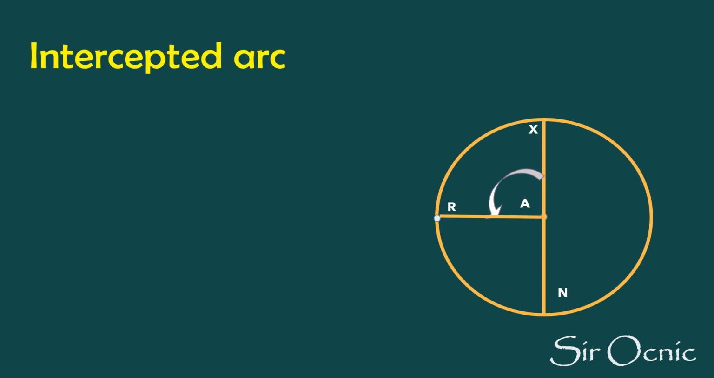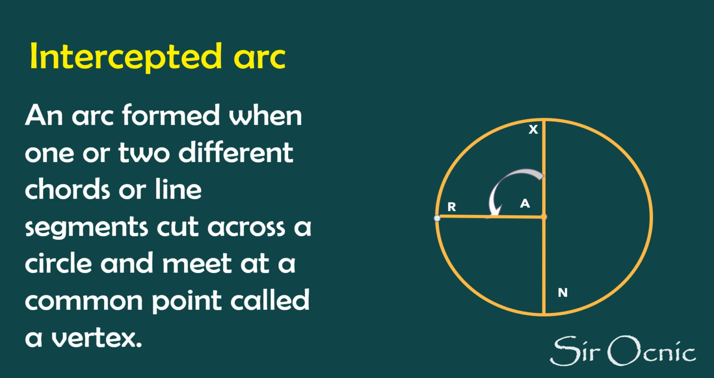An intercepted arc is an arc formed when one or two different chords or line segments are cut across a circle and meet at a common point called a vertex. This is an example of an intercepted arc. Arc RX is an intercepted arc of angle RAX.